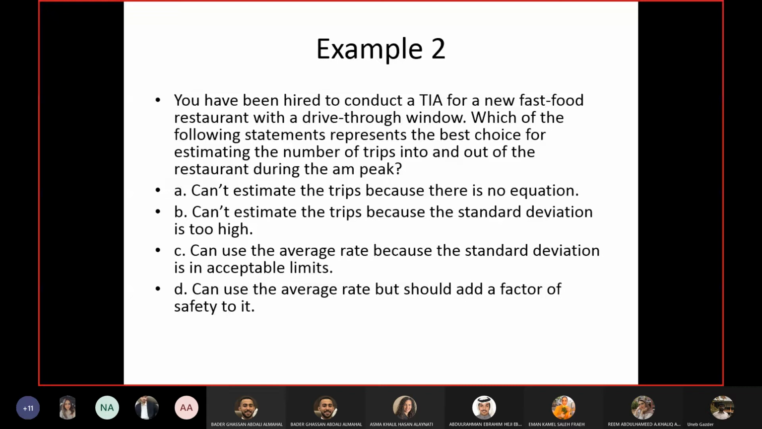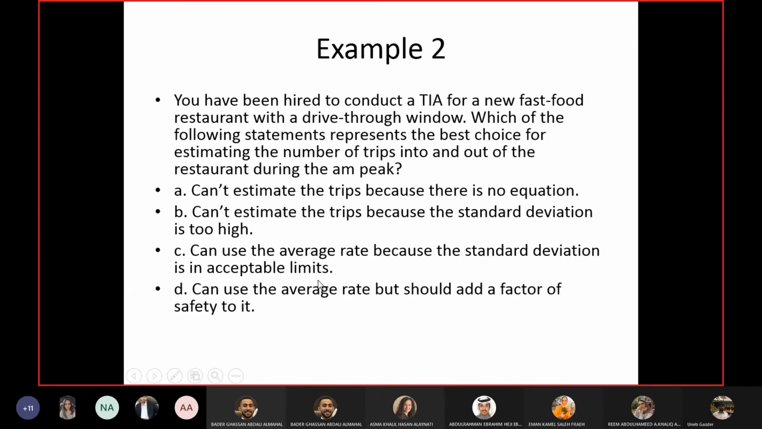Okay, so you are a consultant, you are hired to do a traffic impact analysis for a new fast food restaurant with a drive-through window. So see, even within the fast food restaurant, we have with drive-through and without drive-through as well. Okay, so we have to look into the ITE manual and we have to see which of these following statements is true for estimating the number of trips.